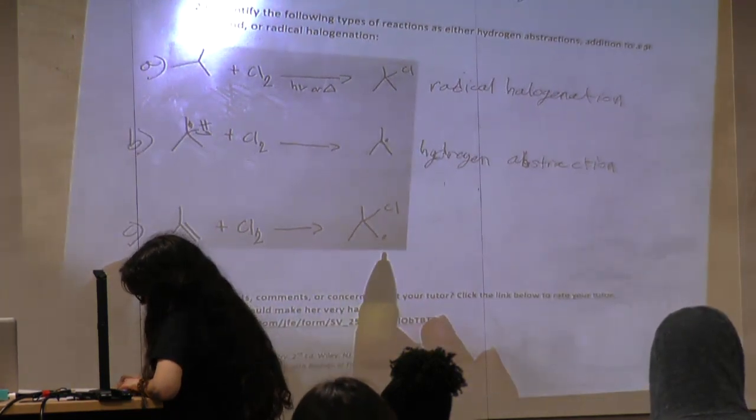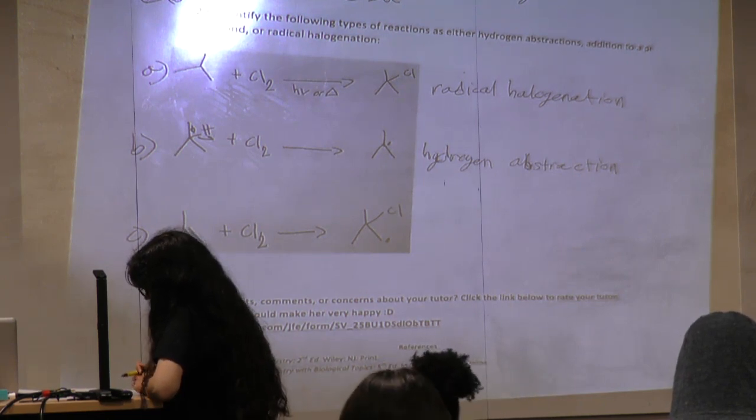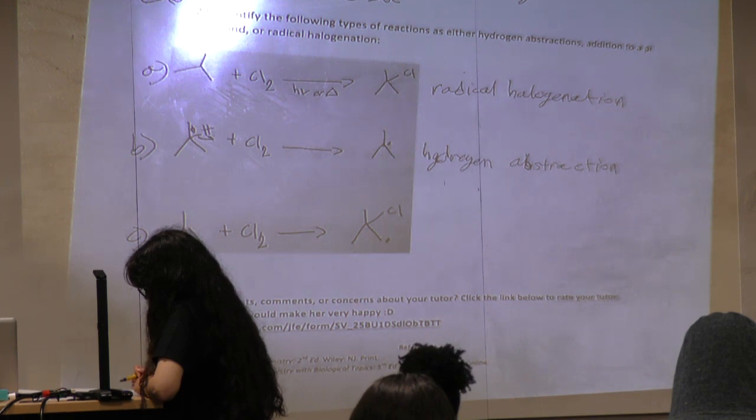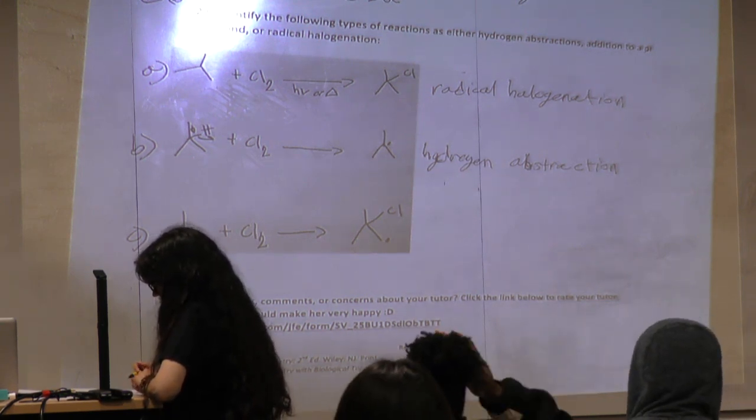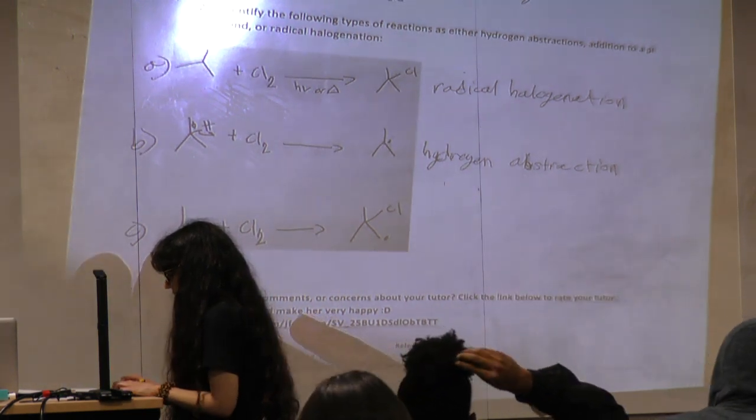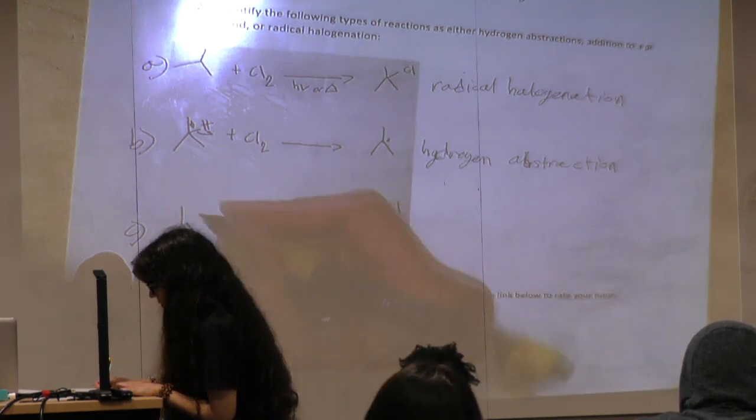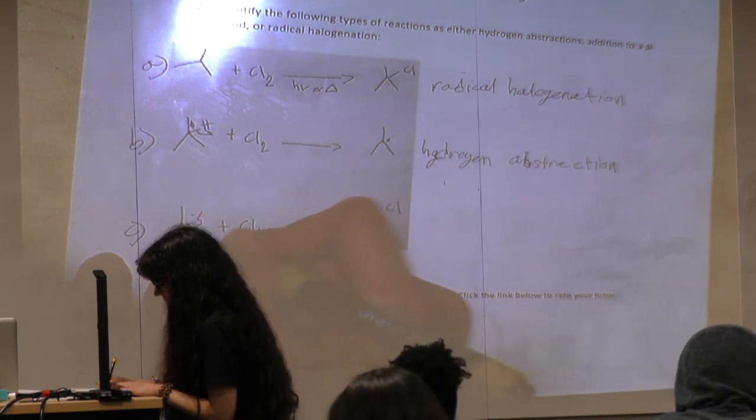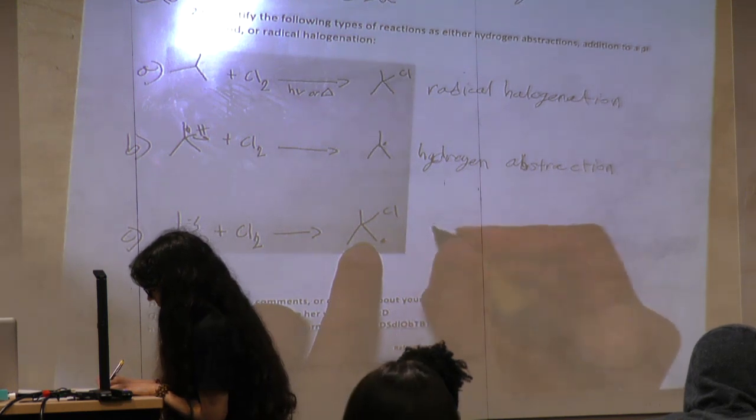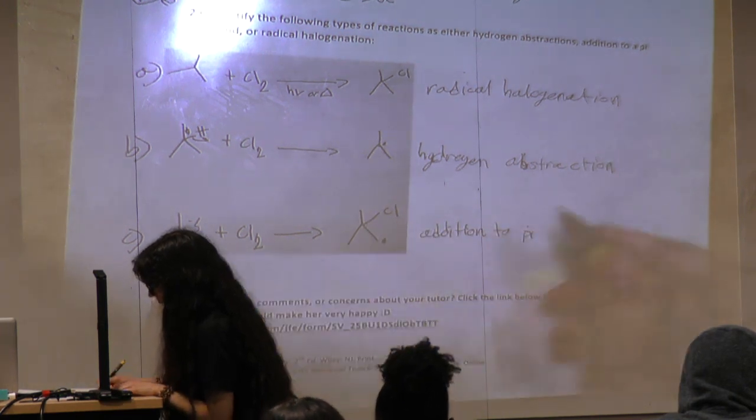So now we look at C. What is this? Is it hydrogen abstraction, addition to pi bond, or radical halogenation? Yeah, pi bond. What's a pi bond? Yeah, a pi bond's a double bond. So we added this radical to the pi bond. So this broke. That's my attempt at a half fish hook, I'm sorry. And then this went on this carbon here, and that makes addition to pi bond because we added a radical to where the pi bond would have been.